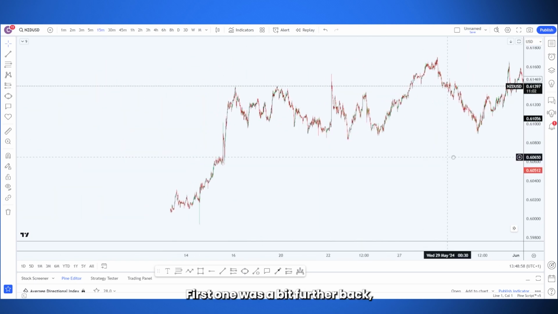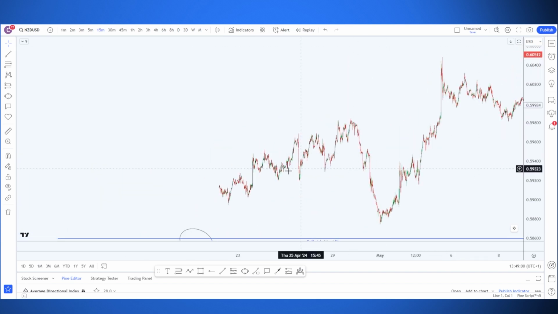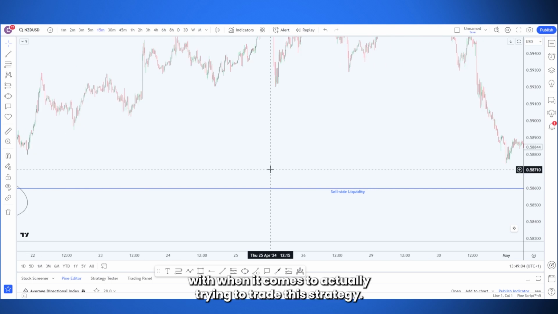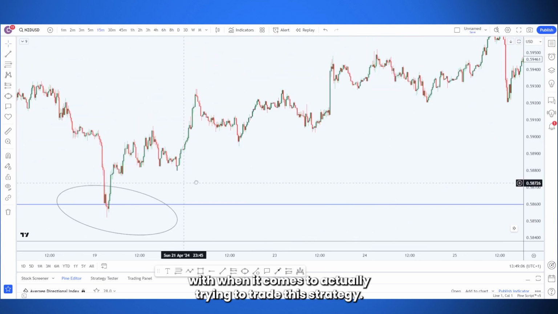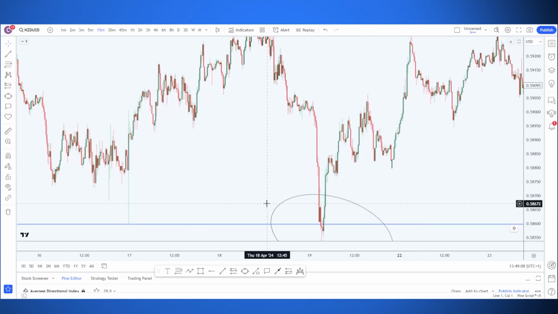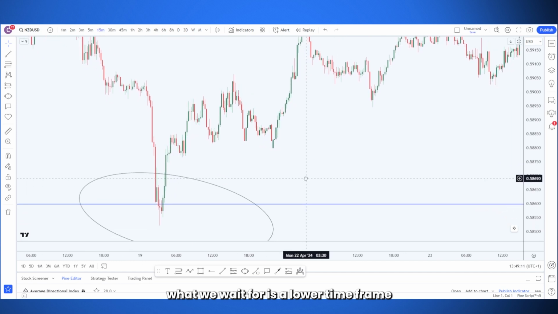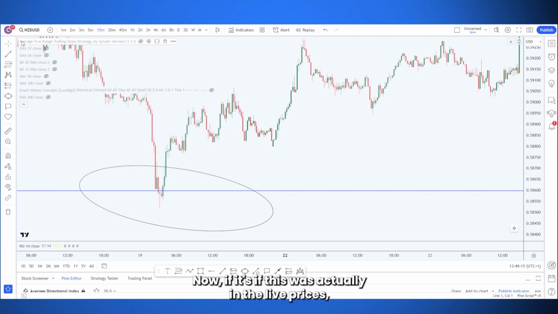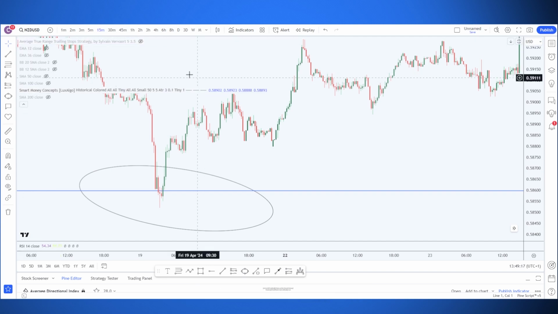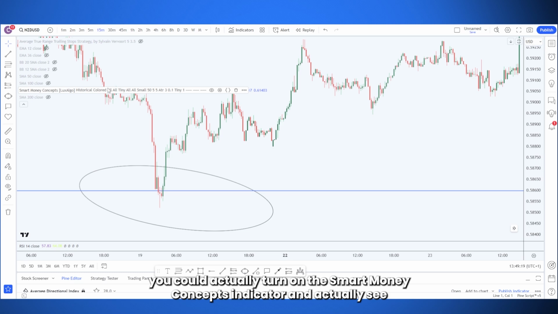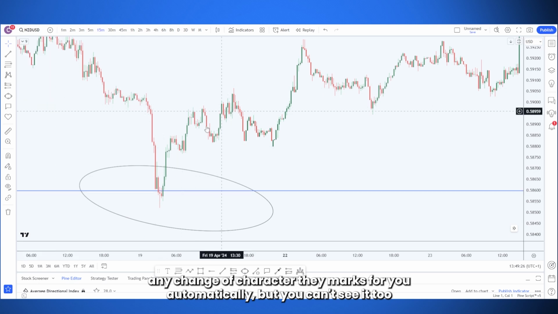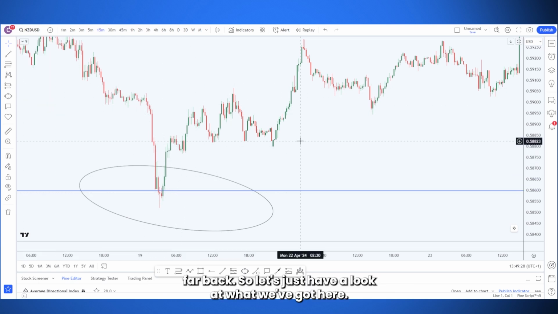First one was a bit further back, which is here, right? And this is what we would have been faced with when it comes to actually trying to trade this strategy. So what we wait for is a lower time frame, either change of character or change in structure. Now, if this was actually in the live prices, you could turn on this smart money concepts indicator and see if there's any change of character that it marks for you automatically, but you can't see it too far back. So let's just have a look at what we've got here.